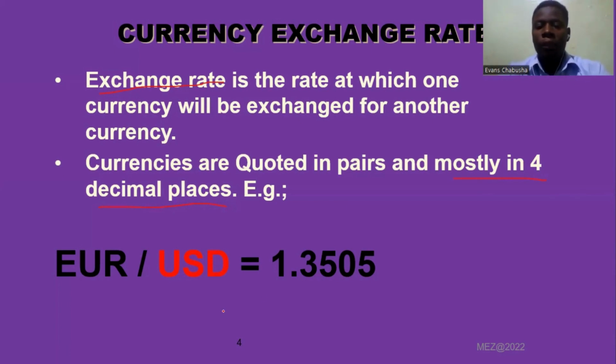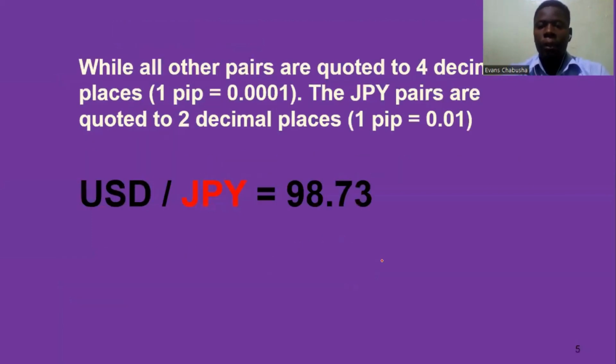If you look at, for example, this pair that we have here, the Euro USD, the Euro quoted against the United States dollar. The Euro USD is equal to 1.3505. The decimal places we are talking about are these 4 numbers after the decimal point. So you have 1, 2, 3, and 4. Most of the currencies will be quoted with 4 decimal places.